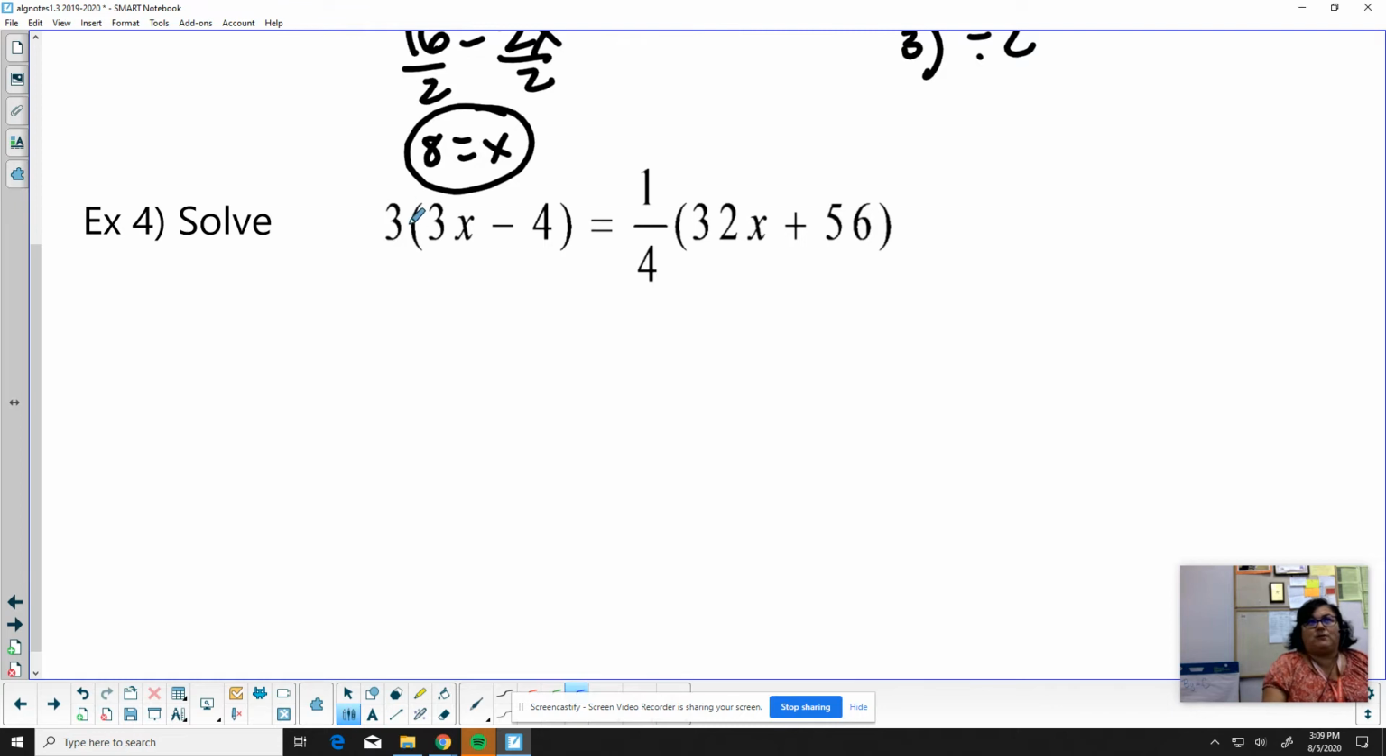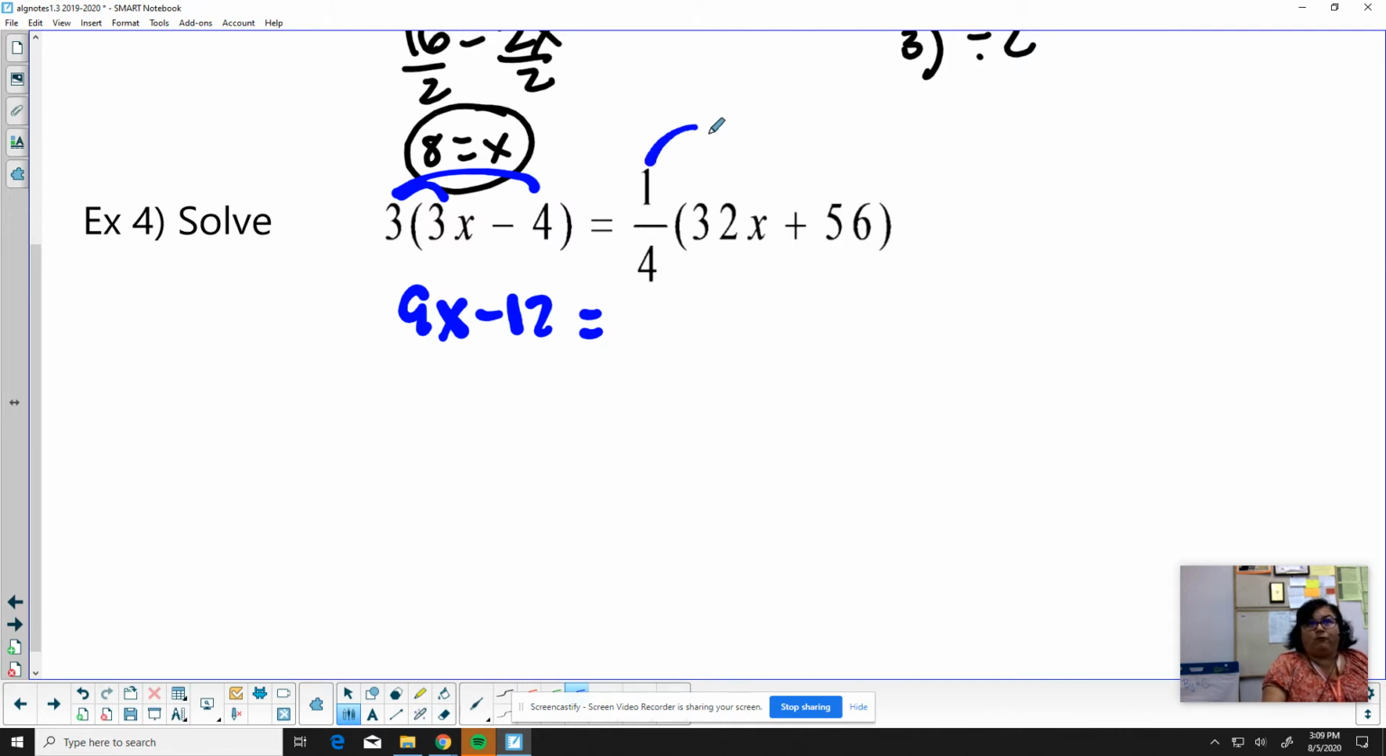I hope you said distributive. So we're going to distribute the 3 here and here, which means we're going to multiply. So 3 times 3x is 9x, and 3 times negative 4 is negative 12. Okay, and you can use your calculator if you want to get the signs right. That's totally fine. Desmos, or if you have a handheld.